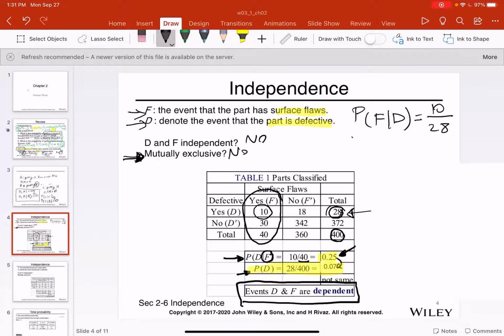And we can also calculate probability of F. Probability of F is how many total parts do I have with the surface flaw? That's this 40, so 40 divided by 400. And again, we see that these two are not equal. Not equal, and because of that, they are dependent. Same conclusion. It doesn't matter.